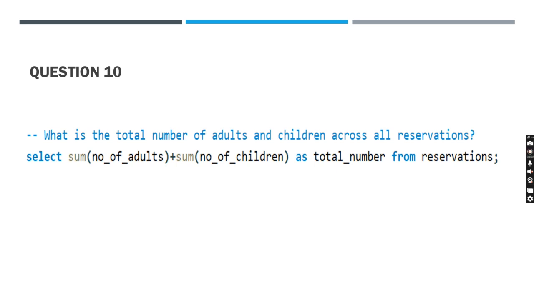What's the total number of adults and children across all reservations? So we just have to sum the number of adults, sum the number of children, and add them together as a total number. This is just an alias to get what the question is asking for.